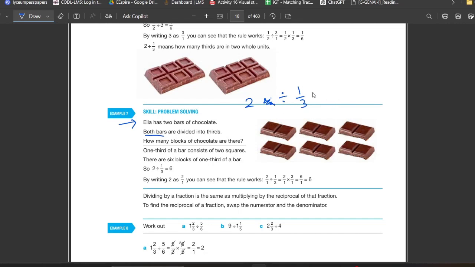So what do we do? We write this one without changing. Now we change the division into multiplication and take the reciprocal of this one, 3 over 1. If there is nothing in the denominator, we can put 1. So this simply becomes 6 over 1, that means 6. I think that's easy.